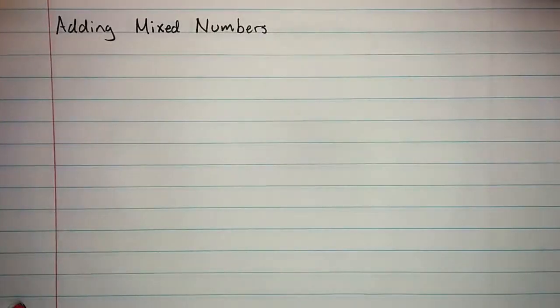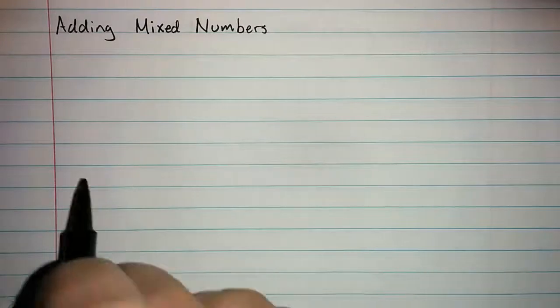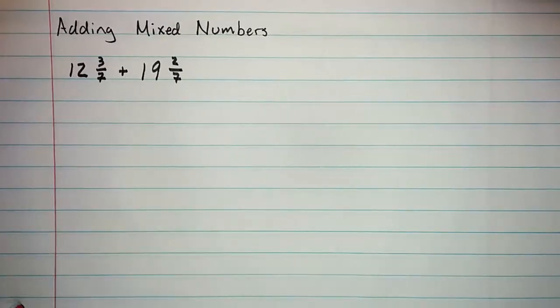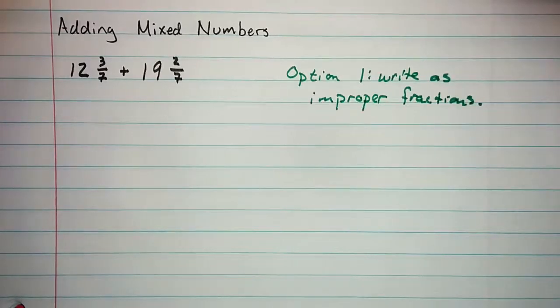Let's suppose we want to add two mixed numbers. For example, suppose we want to add 12 3/7 plus 19 2/7. Now, the first thing that might occur to us is to make these into improper fractions. And that is an option. But what's wrong with that idea?